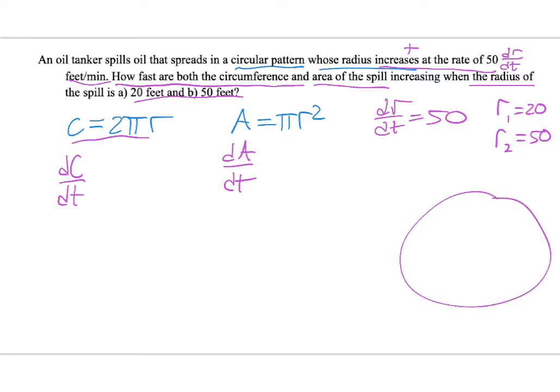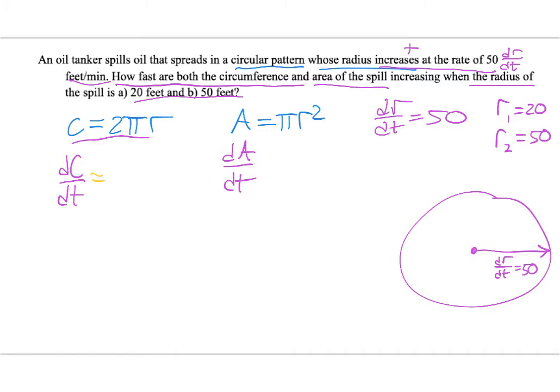I'm going to draw my picture. And my radius is increasing. dr/dt is equal to 50. All right, I feel pretty good about this. I've got some stuff written down. I scribble all over my problem. That's usually a good sign. And I have a picture to kind of explain what's going on here. Let's finish taking these derivatives.